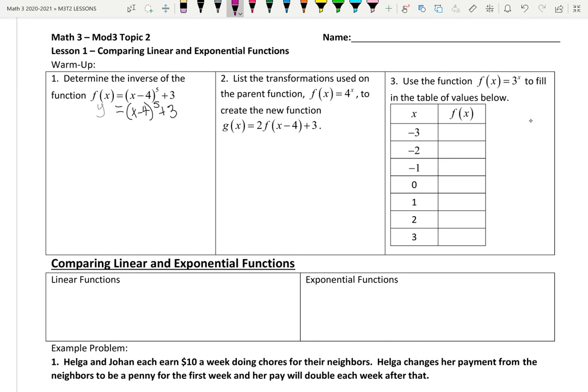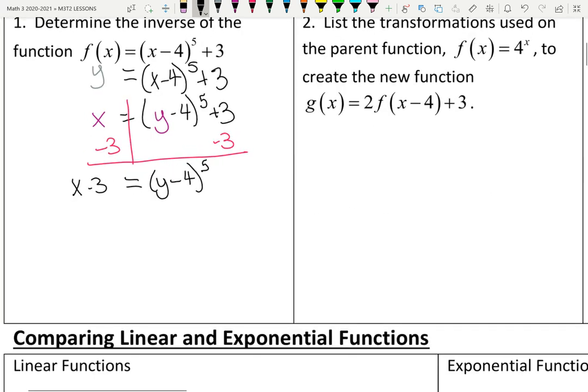The idea with the inverse is I switch all instances of x and y, and then I'm going to have to use my inverses to isolate y. So I'm going to go ahead and use my inverse operations to get x minus 3 on the left to be equal to (y minus 4) to the 5th power. The idea is that if it's to the 5th power, I can go ahead and take the 5th root to both the left side and the right side.